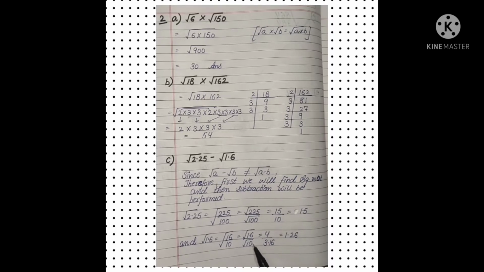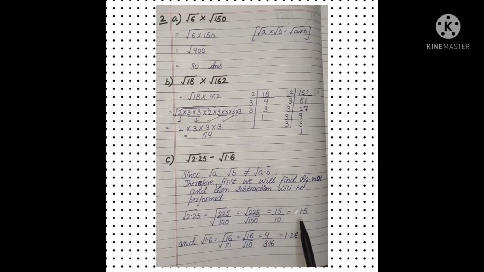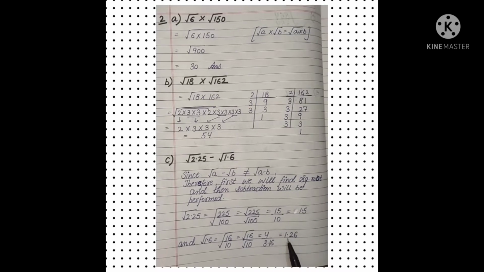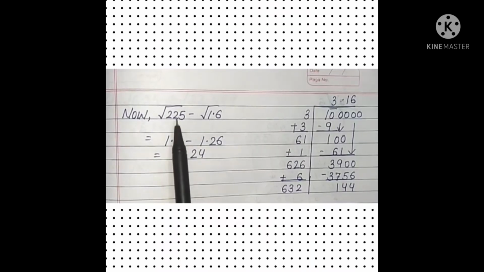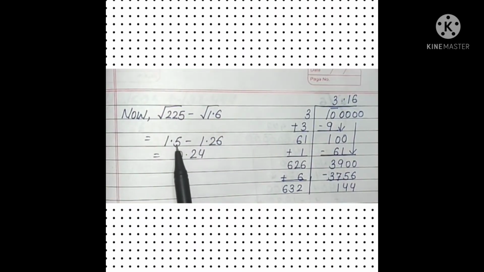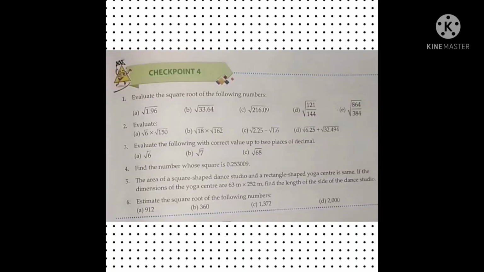You will have to follow the long division method. Its value will be 3.16. 4 divided by 3.16 will give 1.26. Now put the value of under root 2.25, this is 1.5, and put the value of under root 1.6, this is 1.26. Now on subtracting, we get 1.5 minus 1.26, that is 0.24.